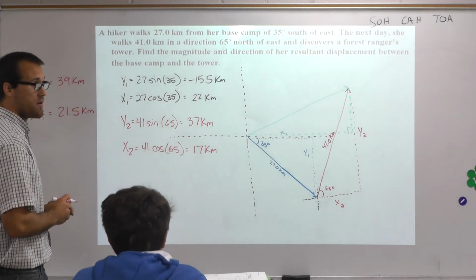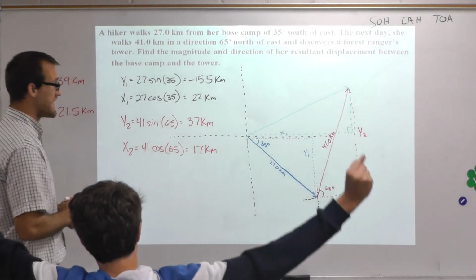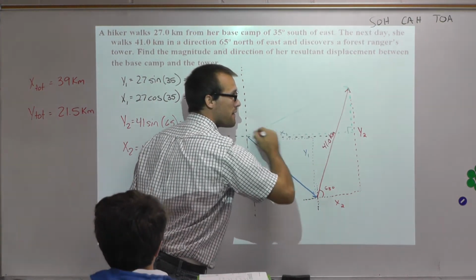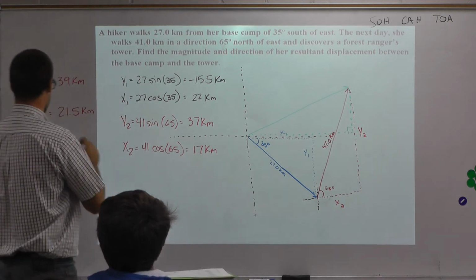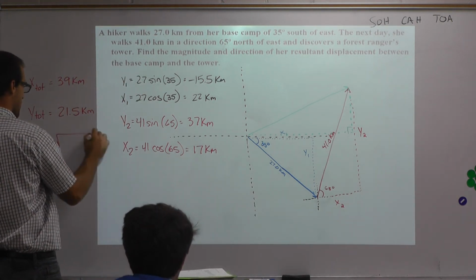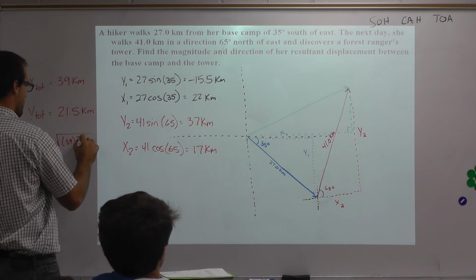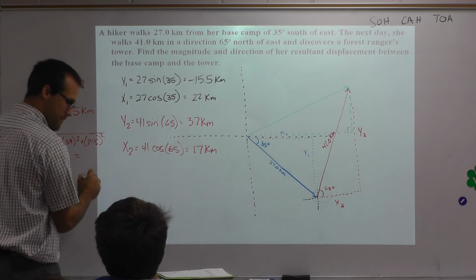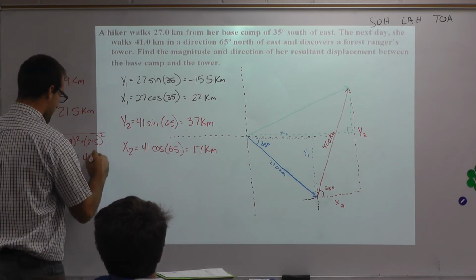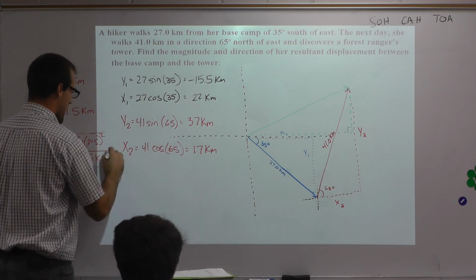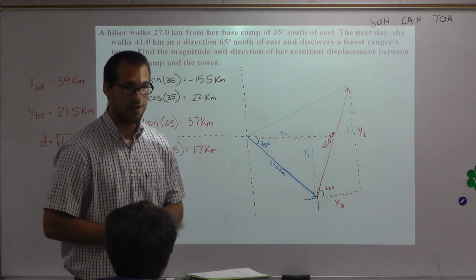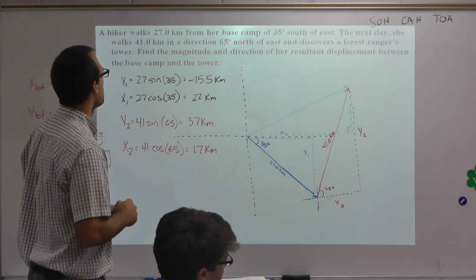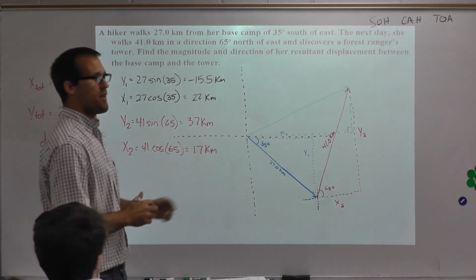Now what will we do? Pythagorean theorem. We have this, we have this, and the Pythagorean theorem gets me this. Everyone see it? Yeah. When you do the Pythagorean theorem, the square root of 35 squared plus 21.5 squared, you should get about 45. So that is my magnitude, but what am I missing? Direction. And direction. Okay? So how do we find direction then?